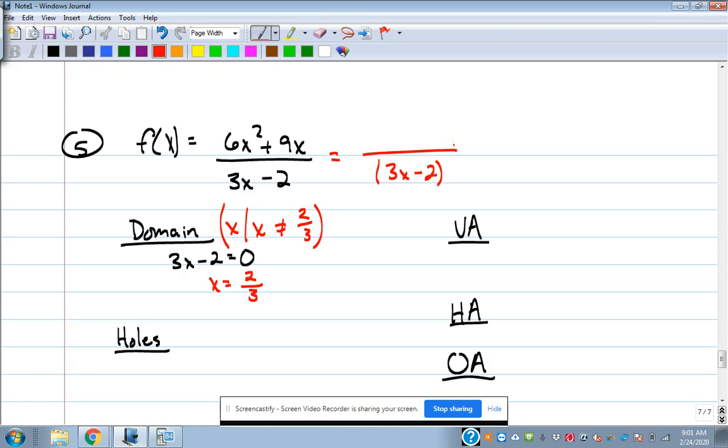But I need to factor the numerator to see if something might cancel out. GCF would be 3x. That'd leave us 2x plus 3. Does anything simplify? No. Somewhat good news, I guess. What's the vertical asymptote then? x equals 2/3. Nothing canceled, so the asymptote is the same as the domain.